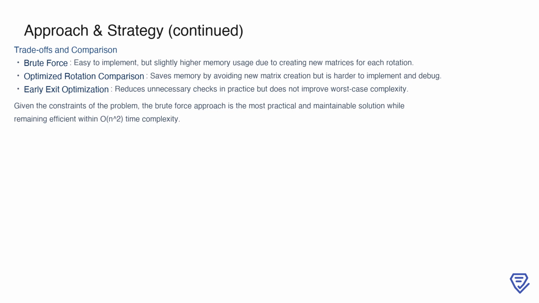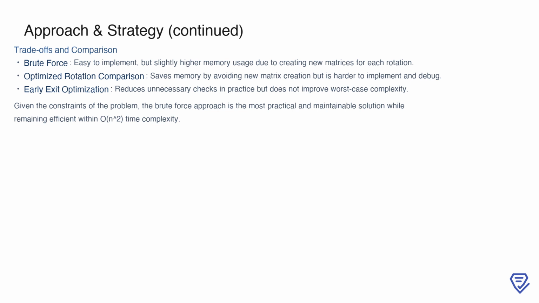The brute force method is easy to implement and debug but uses slightly more memory because it creates new matrices for each rotation. On the other hand, the optimized rotation comparison saves memory by avoiding new matrix creation, but it is harder to implement and debug due to the complexity of calculating rotated indices. The early exit optimization can help reduce computations in practice by stopping when mismatches are detected early, but it does not improve the worst-case time complexity.